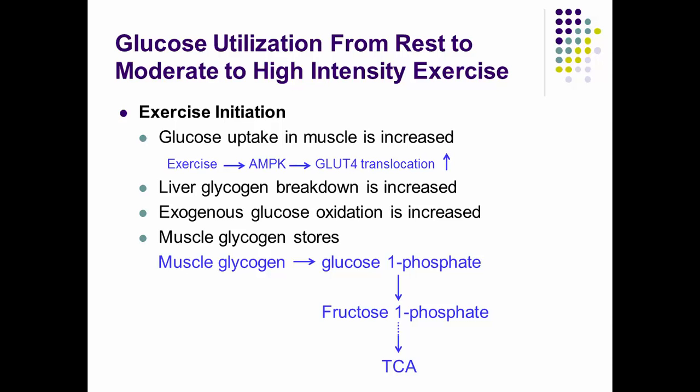And liver glycogen breakdown is also increased because of increased glucagon levels, which can stimulate glycogen breakdown in the liver. And exogenous glucose oxidation is increased, and muscle glycogen stores are also broken down to release glucose for energy use. This is something happening during the initiation of the exercise. So basically we utilize more glucose, either from circulation uptake into the muscle, or from liver glycogen breakdown or muscle glycogen breakdown.